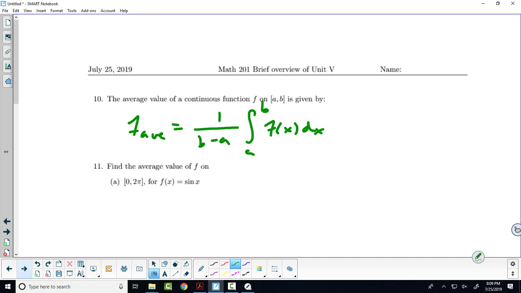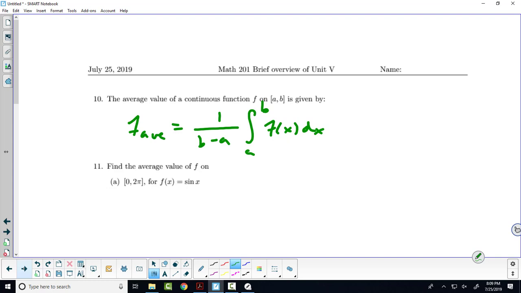All right, so first of all, why would you want to compute the average value of a function? Let's say your function tells you the temperature at any point in time during the day. Then a natural question you might ask is, what was the average temperature for the day? There are lots of instances where you might want an average value.